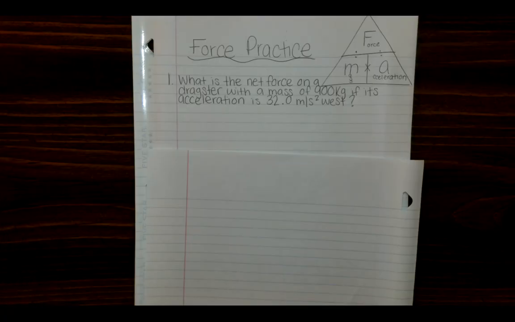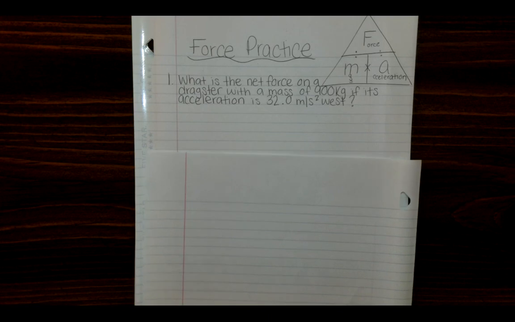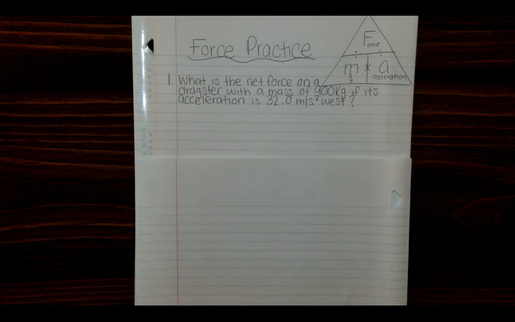Okay, so now we are going to go ahead and start calculating force and also mass and acceleration depending on what our word problems give us. So the first practice word problem we have is, what is the net force on a dragster with a mass of 900 kilograms if its acceleration is 32 meters per second squared west?